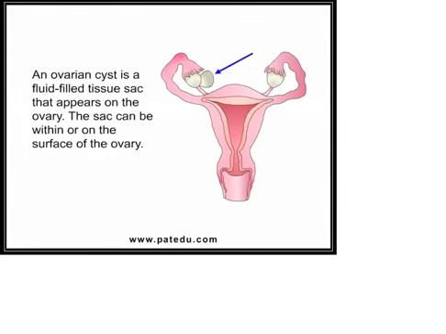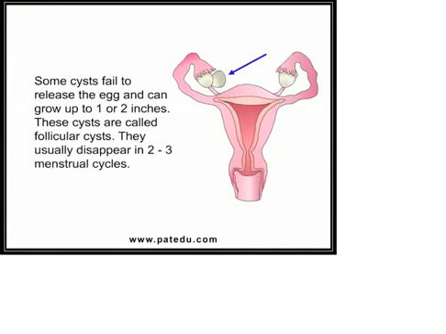Causes. An ovarian cyst is a fluid-filled tissue sac that appears on the ovary. The sac can be within or on the surface of the ovary. Some cysts fail to release the egg and can grow up to 1 or 2 inches. These cysts are called follicular cysts. They usually disappear in 2 to 3 menstrual cycles.